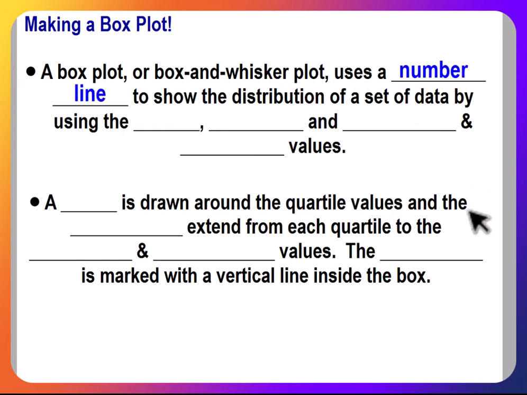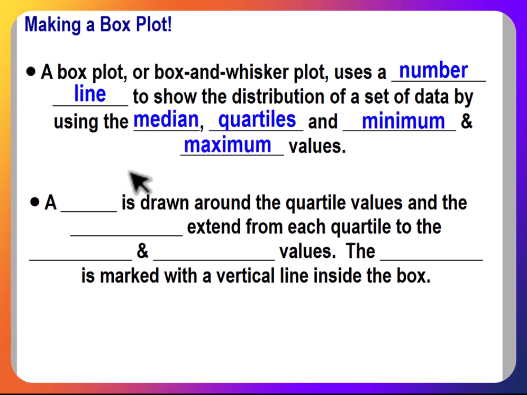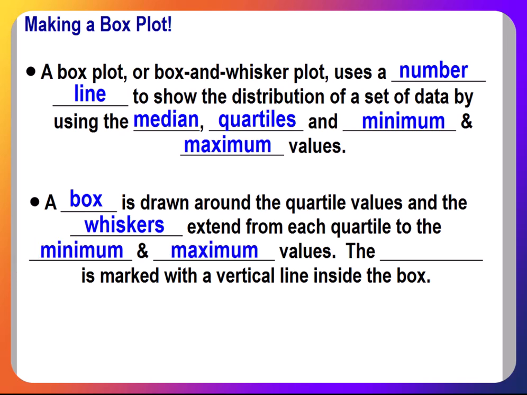A box plot, or box and whisker plot, uses a number line to show the distribution of a set of data by using the median, the quartiles, and the minimum and maximum values. A box is drawn around the quartile values, and the whiskers extend from each quartile to the minimum and the maximum values. And the median is marked with a vertical line inside the box. So this is a description of what makes up the parts of a box plot. It's much easier to actually do it in person than trying to figure it out from this.